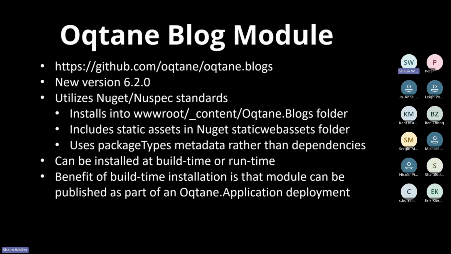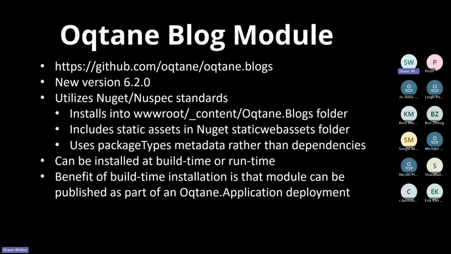In terms of updates to modules, the Oqtane blog module had a major update as part of 6.2. The Oqtane blog is an example module that is in a separate repo from the Oqtane framework itself. But it's a good example of how to build a module using a lot of the different capabilities that Oqtane has to offer. So there's a new version that was created, 6.2, and the main focus of that version was to take advantage of the new capabilities that were added as part of Oqtane 6.2. Specifically, this was related to using the standardized approach around NuGet and NuSpec definition.